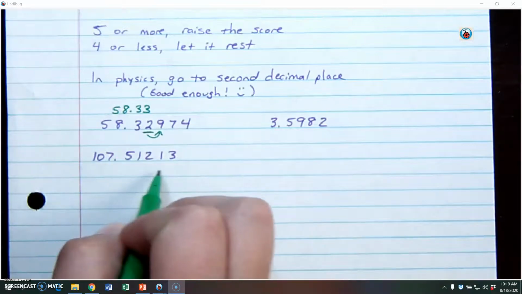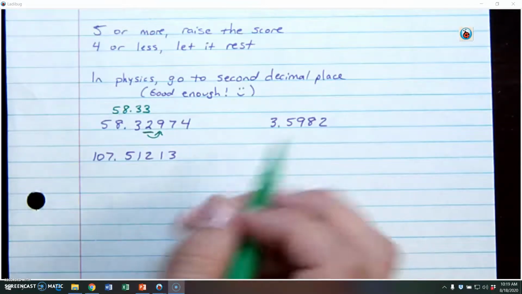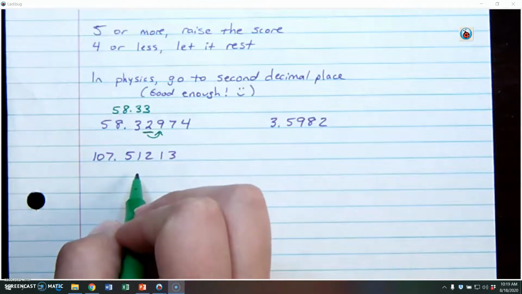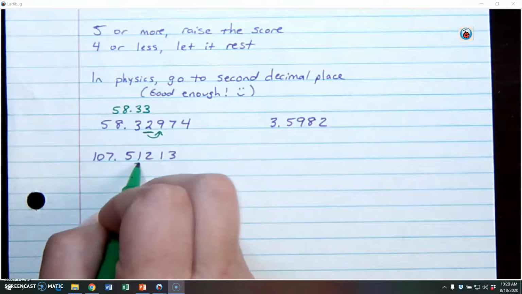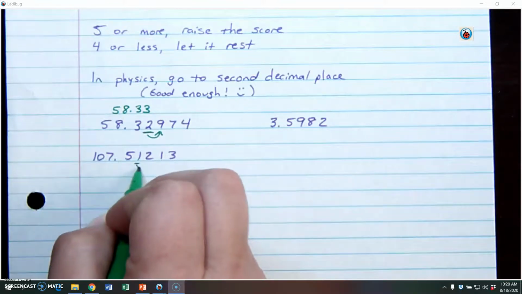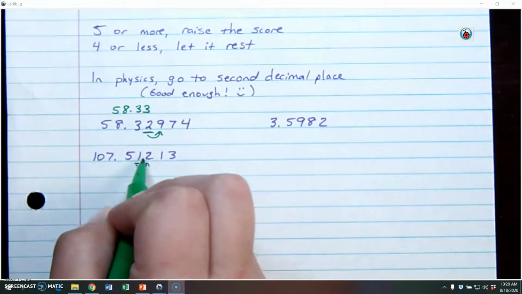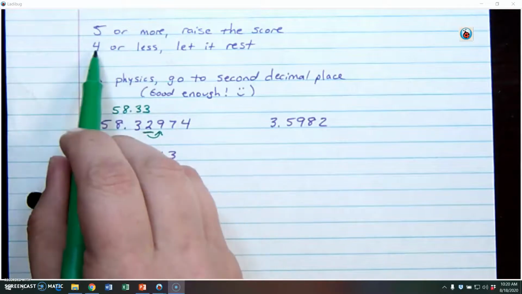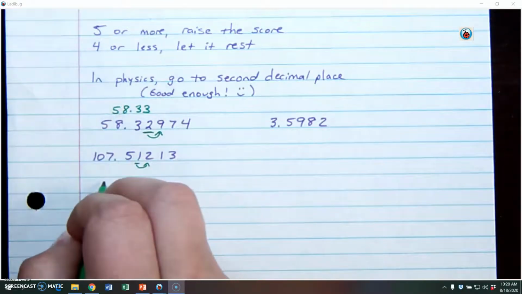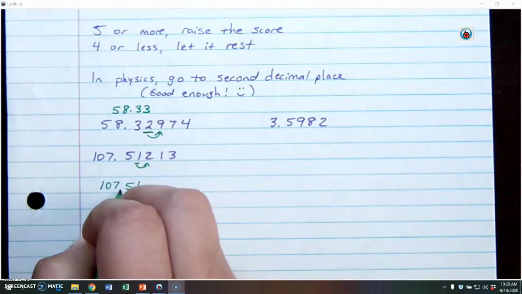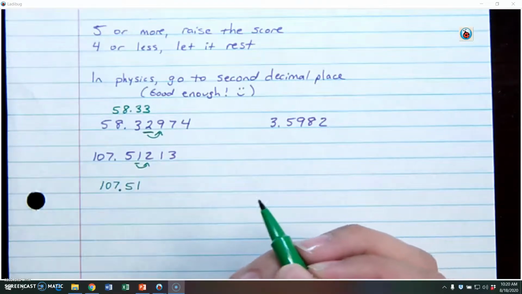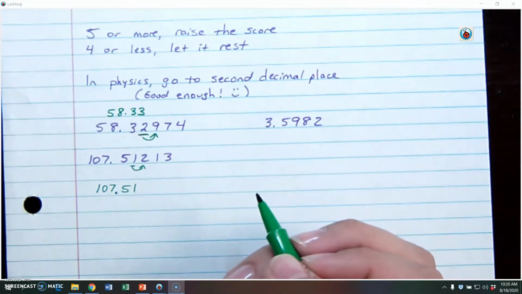Here we have 107.5, 1, 2, 1, 3, and so on. Again, be a little bit efficient and lazy in science. Don't write all these numbers. We're going to look at the second decimal place. Look behind it. The 2 is less than 5. It's 4 or less. So we're going to let the 1 rest. It's just going to be 107.51. And that's it. That one you can just chop off and be done with it.